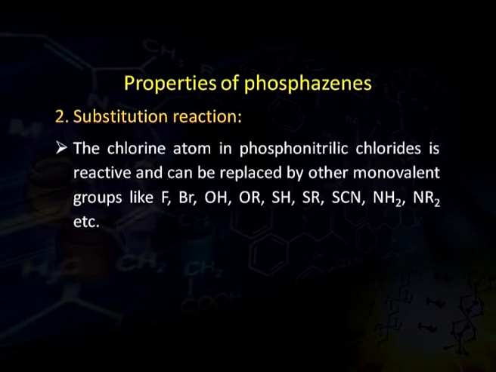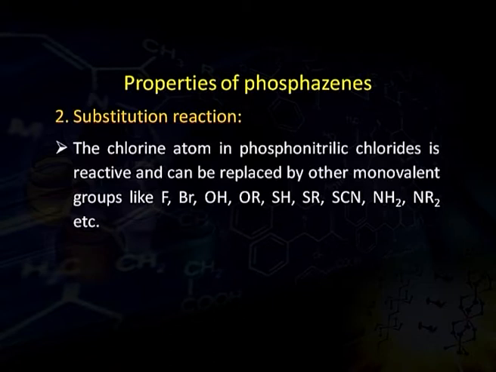The second chemical property is the substitution reaction. The chlorine atom in the phosphonitrilic chlorides is reactive and it can be replaced by other monovalent groups like halogens, which is fluorine, bromine, or OH, OR, SH, SR, thiocyanate SCN, NH2, amine, secondary amine, etc.